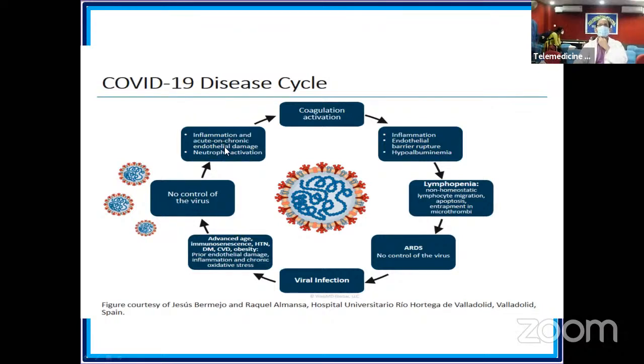There is inflammation and acute and chronic endothelial damage, neutrophil activation, then coagulation activation, which Professor Panda has already highlighted. There are major cases of coagulopathy in microcirculation. So COVID, one can say, is a form of microthrombi or thrombotic phenomenon. That leads to endothelial damage, barrier rupture, hypoalbuminemia. So it's the feature of severe sepsis, lymphopenia, non-homeostatic lymphocyte migration, apoptosis, entrapment. This cycle goes on. ARDS, which we have discussed, L type, A and H type, etc. So this cycle goes on replicating.